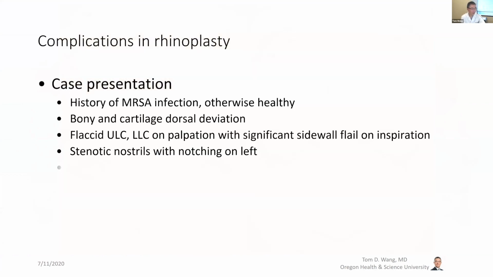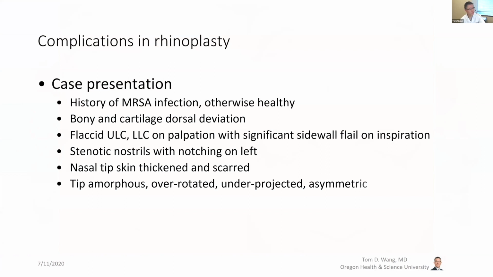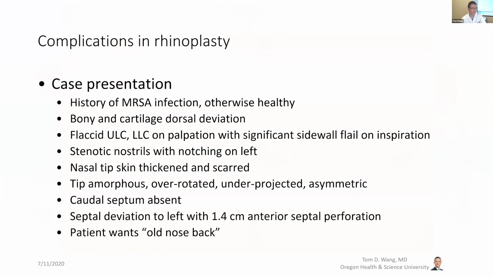And so going back, it became clear that she had a history of MRSA infection on her thigh that required antibiotics a number of years ago. She's otherwise perfectly healthy, active. She has bony cartilaginous dorsal deviation. Her cartilages were essentially absent. Flaccid upper lateral cartilages, lower lateral cartilages, significant sidewall flail on inspiration, stenotic nostrils with notching.